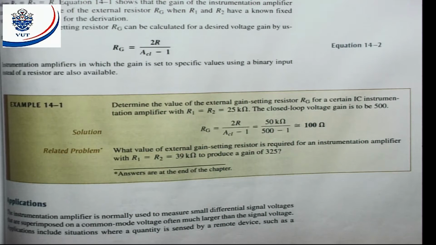In example 14.1, determine the external gain setting resistor RG for a certain IC instrumentation amplifier when R1 equals R2 equals 25 kilo ohm, and the closed loop gain is to be 500. Then we can work out the value of RG. It's equal to 2R divided by the closed loop gain minus 1. That means 2 times R, and R was given as 25 kilo ohms. So 2 times that gives 50 kilo ohms divided by 500 minus 1, and that will give me a gain setting resistor of 100 ohms. That means if I apply a gain setting resistor of 100 ohms, then I will have a closed loop gain of 500.